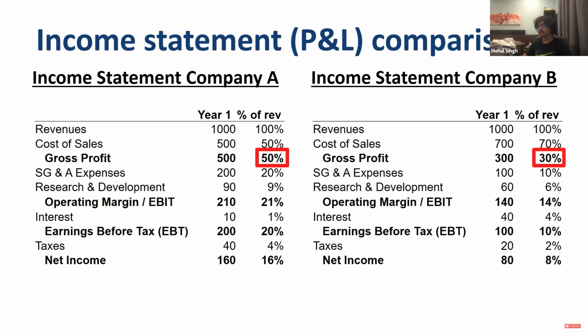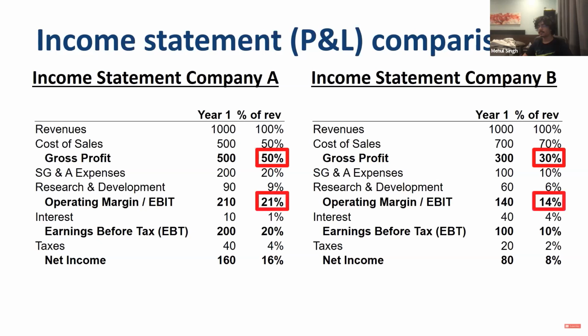Company A has a gross profit margin of 50%, Company B of 30%. So the gross profit margin is 20 percentage points higher for Company A. Company A makes far more margin than Company B on the products or services it sells.